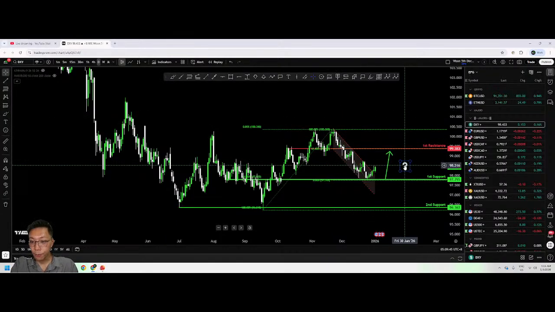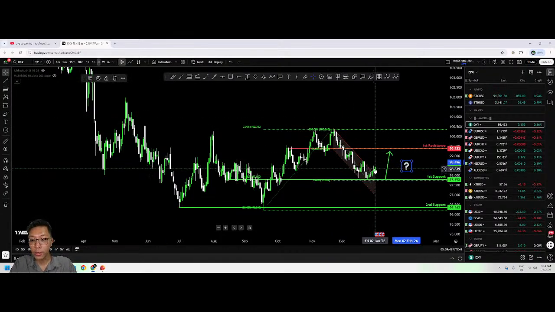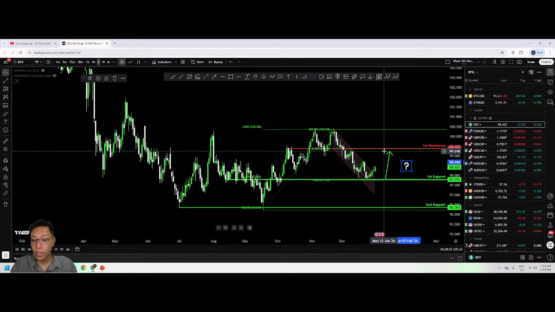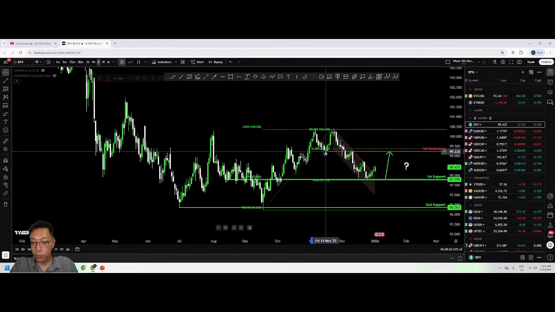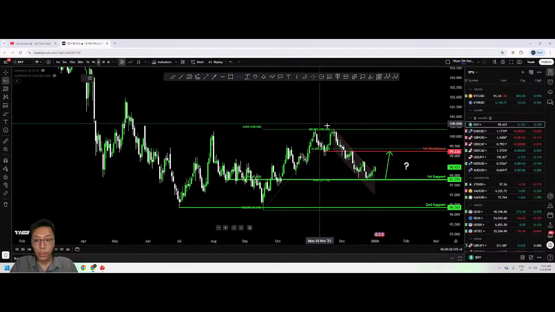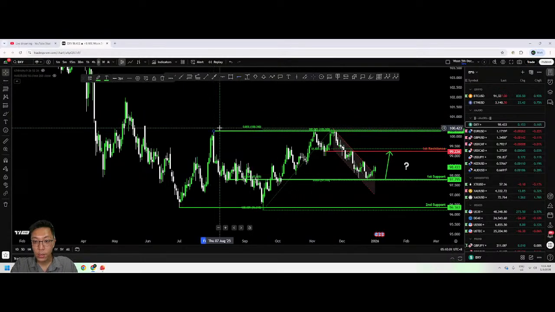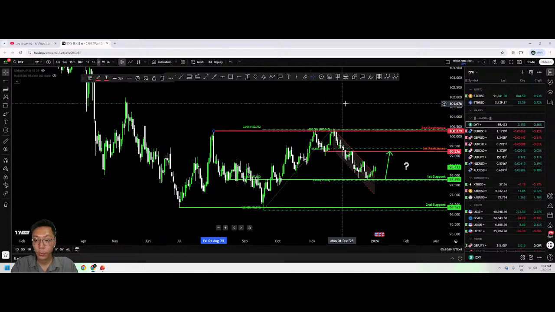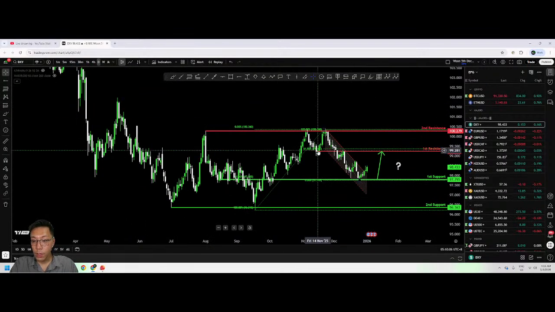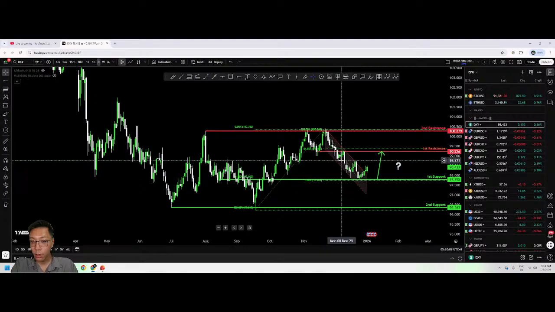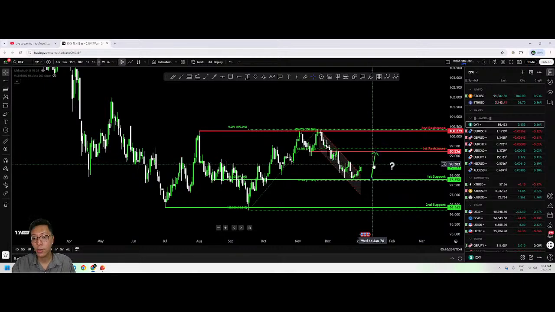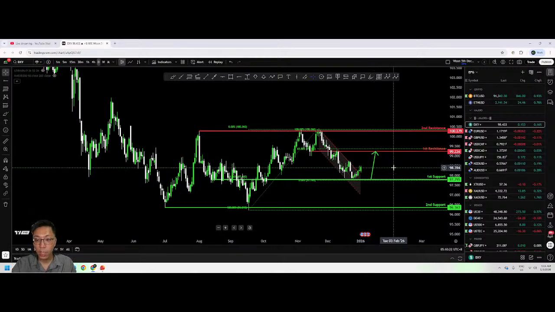Since we are projecting for price of DXY to rise towards this level, this shall be our first resistance area over here. The next thing is this is our second resistance. Let me see if I missed anything out: first resistance, second resistance. Okay, so we are expecting price to definitely go up from here, and let's see.